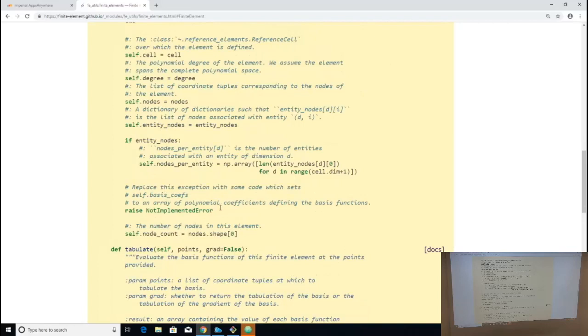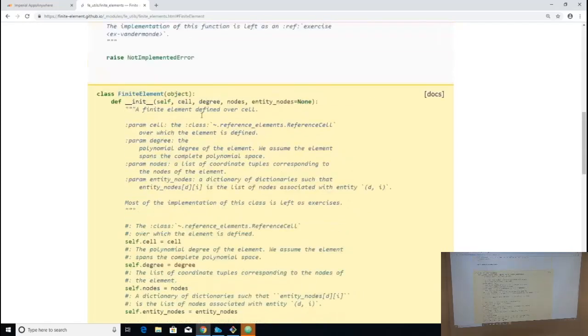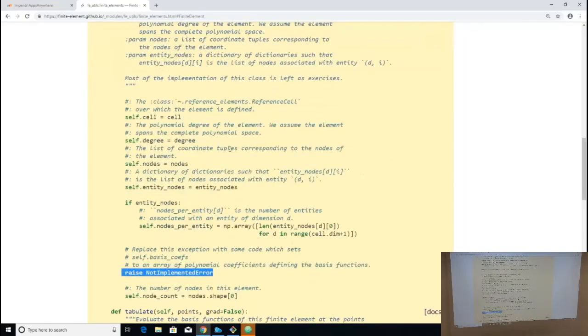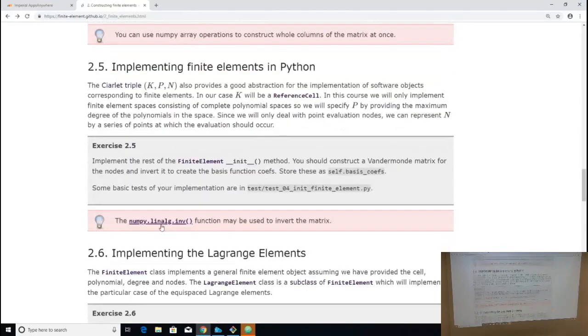except down here, where you have to work out what the basis functions are. By the time you get to implement this, you will have implemented the Vandermonde matrix, which means that you can take in a set of nodes, which is the point set. You can build the Vandermonde matrix by calling your Vandermonde class on that set of nodes, and you can invert that matrix to get the coefficients.